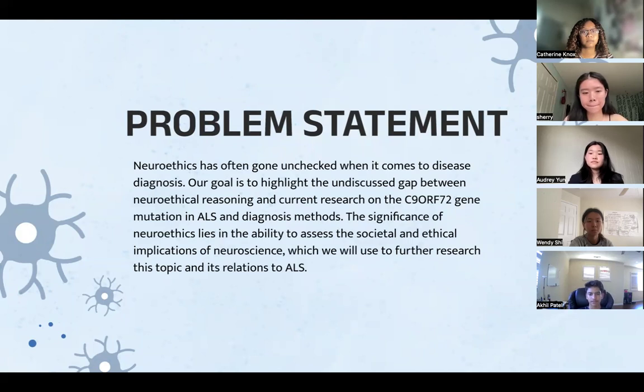Our problem statement is that neuroethics has often gone unchecked when it comes to disease diagnosis, especially when scientists and doctors believe that if a diagnosis works, it should be automatically used on the patient. Our goal is to highlight the undiscussed gap between neuroethical reasoning and current research on the C9ORF72 gene mutation in ALS and diagnosis methods. The significance of neuroethics lies in the ability to assess the societal and ethical implications of neuroscience, which we will use to further research this topic and its relations to ALS.